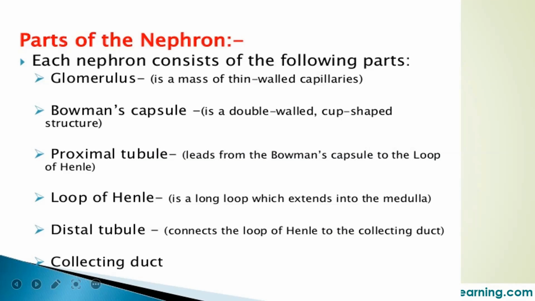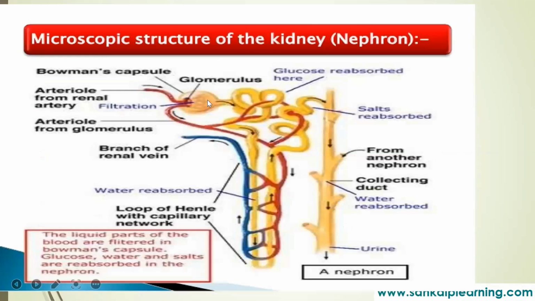So what is this glomerulus? It is a mass of thin-walled capillaries. See this one inside, it is a Bowman's capsule, a round structure. Within it, we have very thin pipe-like structures, which are called a network of capillaries. So the glomerulus is made up of capillaries.